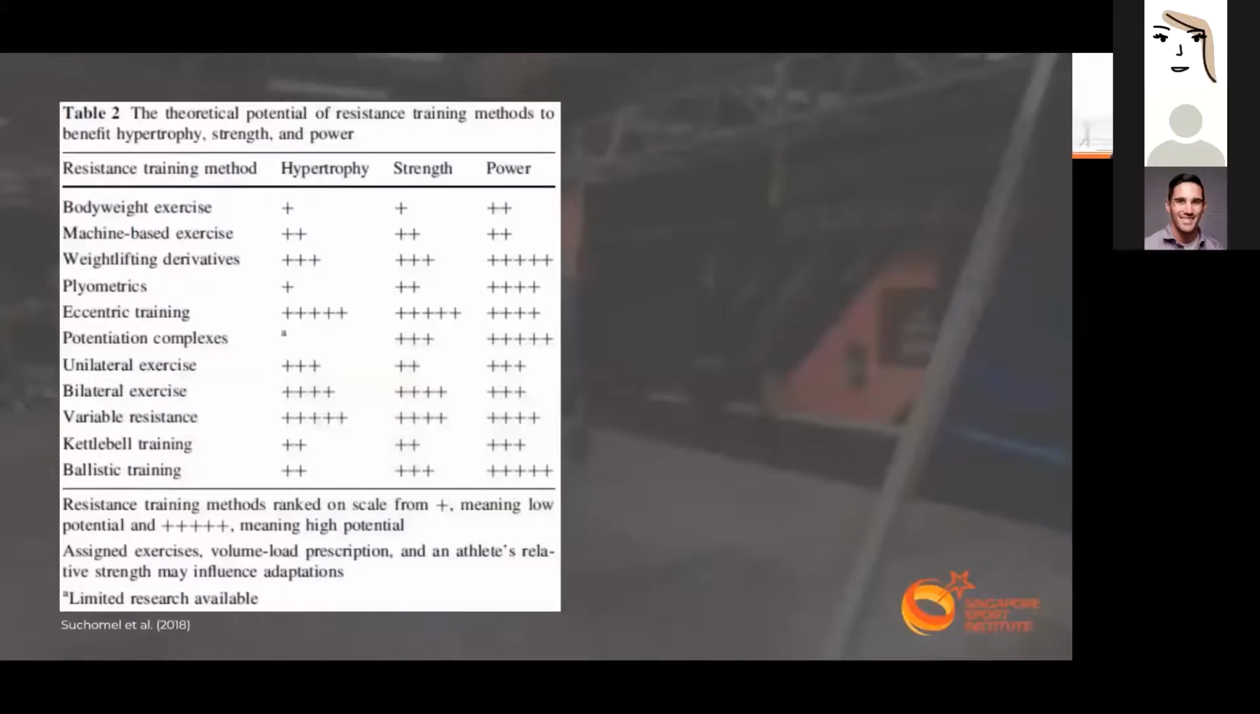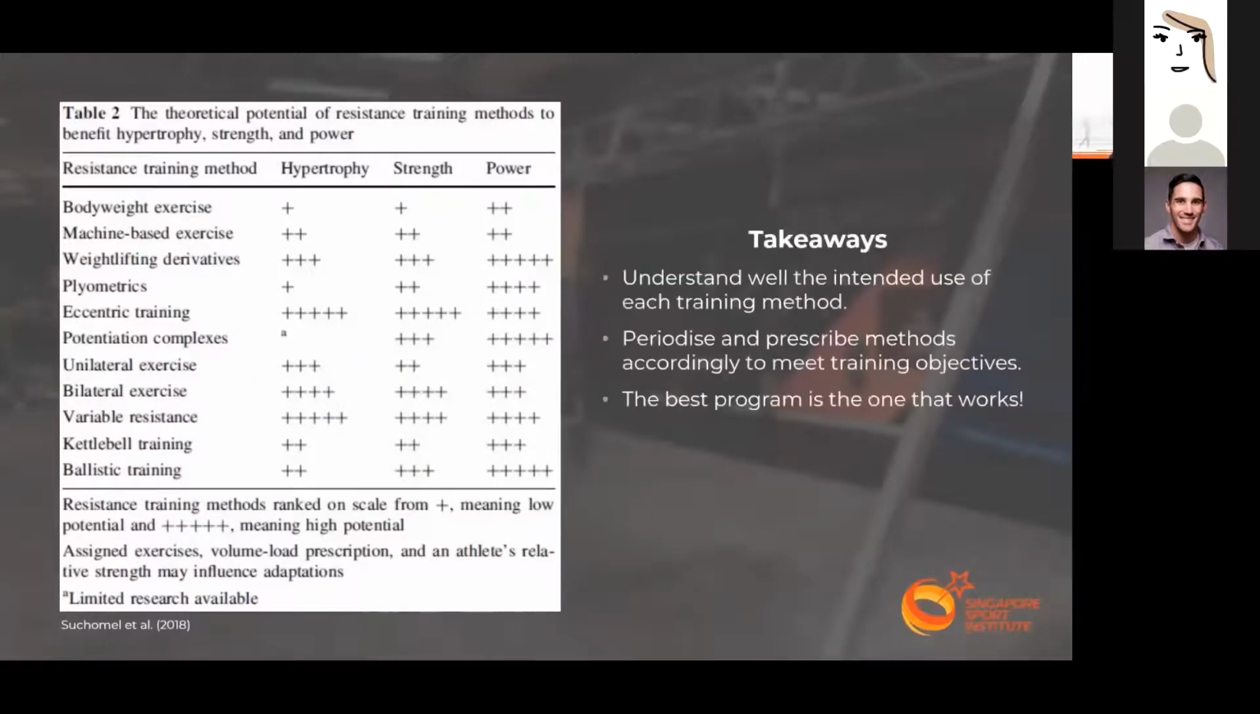To sum up, the training methods provided here are by no means exhaustive, but cover most of the popular training modalities that are practically in use. This table by Schuckmel and colleagues provides a gauge as to how various resistance training methods rank from a scale of low potential to high potential. As practitioners, it is important to understand the intended use of each training method and prescribe them accordingly to phases within the group that we are working with.